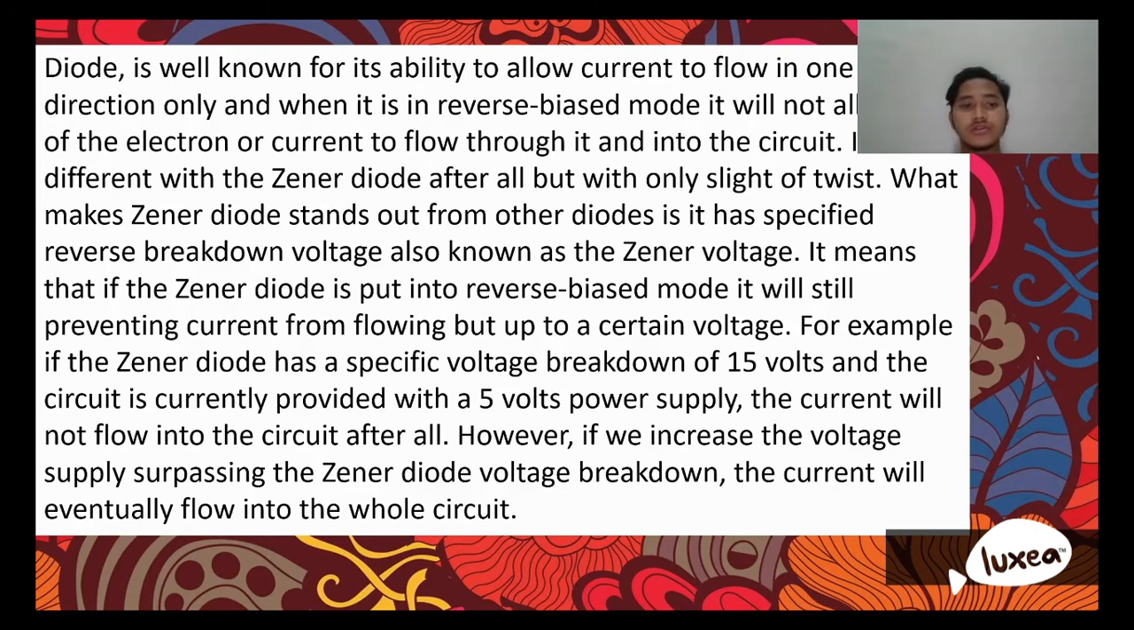For example, if the Zener diode has a specific breakdown voltage of 15 volts and the circuit is currently provided with a 5 volt power supply, the current will not flow into the circuit. However, if we increase the voltage supply surpassing the Zener diode breakdown voltage, the current will eventually flow into the whole circuit.